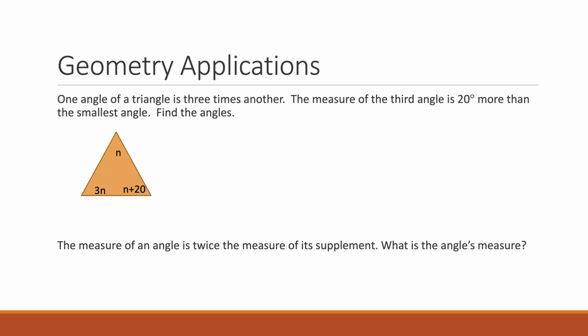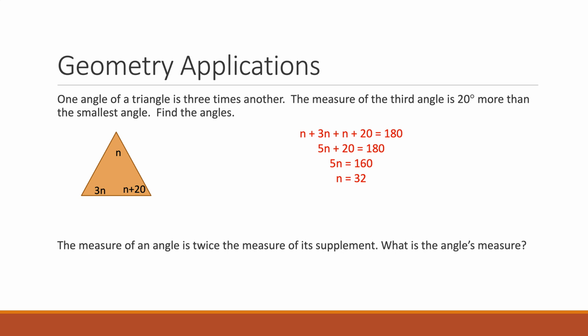Okay, in this problem, the first angle is n, the second one is 3 times as big, so that's 3n, and the third one is 20 more than the smallest angle, so that's n plus 20. We just said before, the three angles of a triangle add up to 180, so I add them up to 180. Same side, same operation. There's still 5 n's there, but this time it's plus 20 is 180. I subtract 20 from both sides, 5n is 160. I divide by 5, I get n is 32.